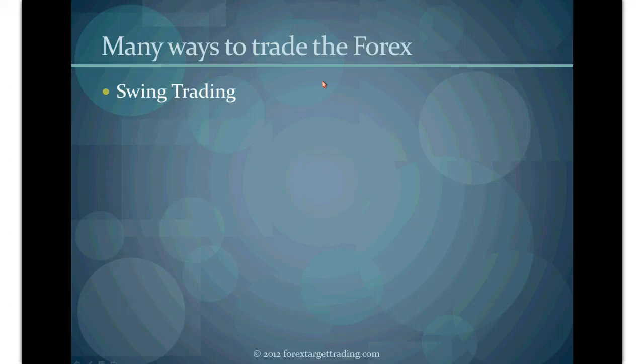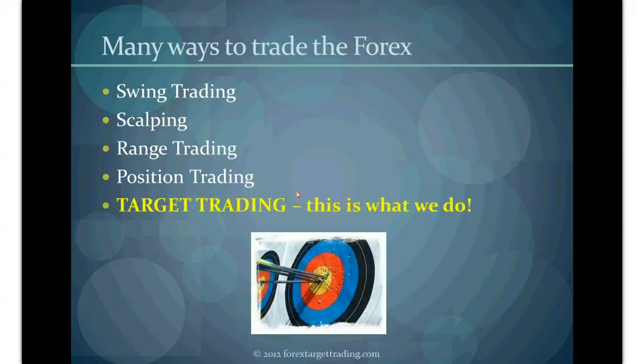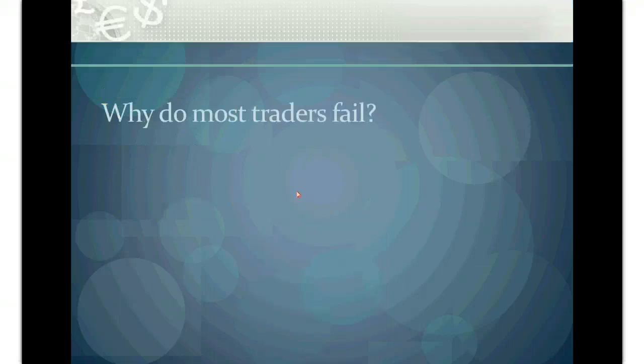Many ways to trade the Forex. One is swing trading. Occasionally we swing trade because the trade we get into ends up being a swing trade. Scalping. We never scalp, ever. Range trading. We can range trade. Position trading. Some of our trades end up being position trades. And target trading. That is what we do. We are target traders.